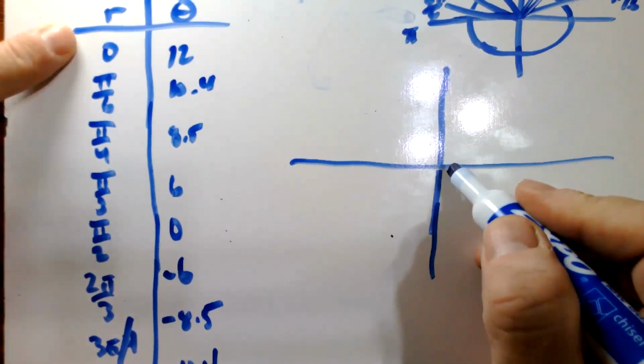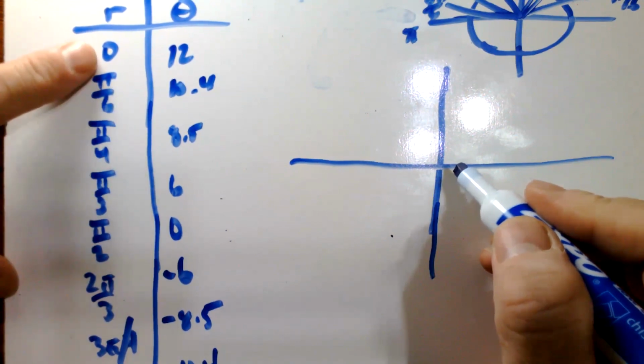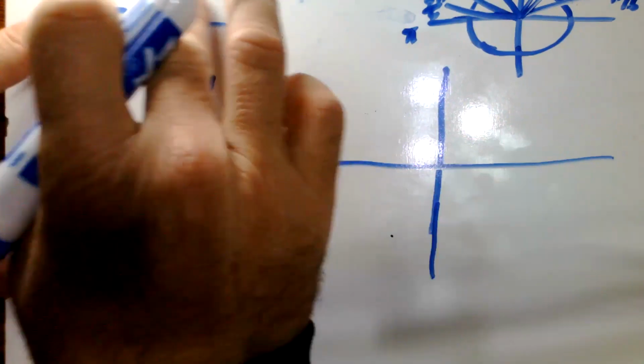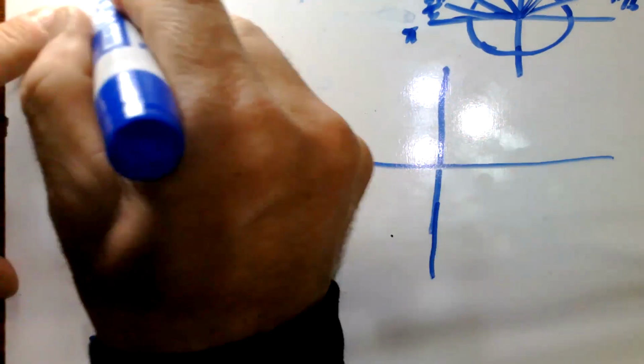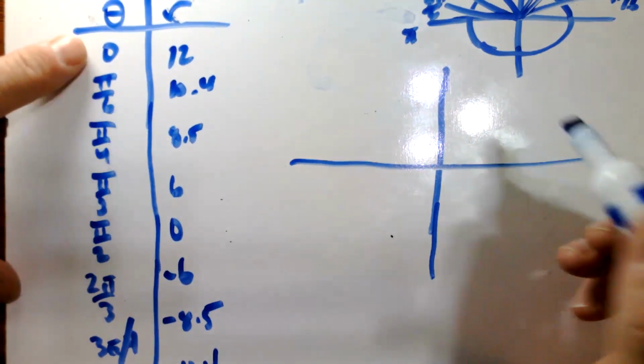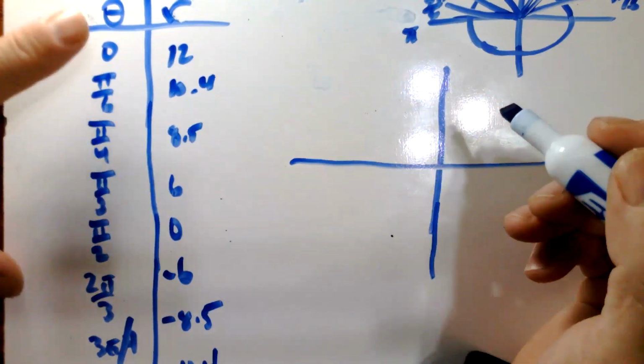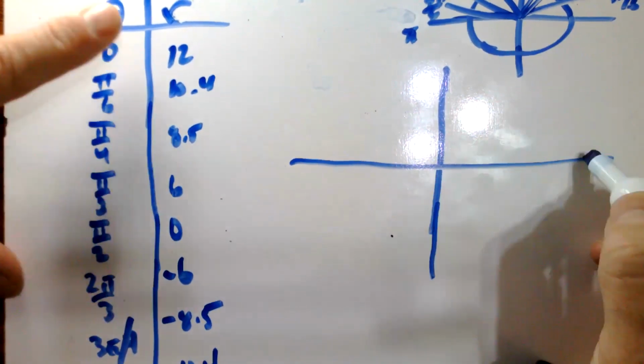So when theta is equal to 0, it feels weird, I guess I should technically have these labeled backwards. It's my bad. That's probably why it was confusing, because we talk about r and theta, but anyway. When theta is 0, we're out here at 12.